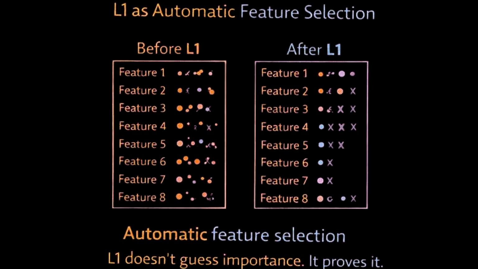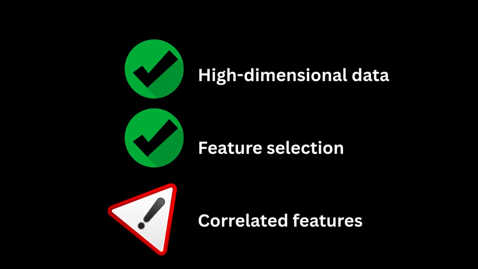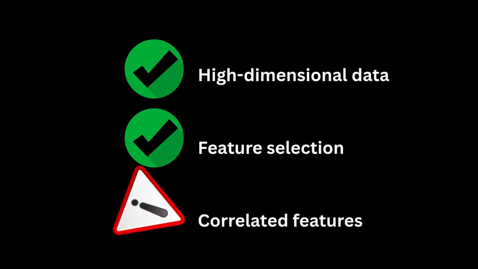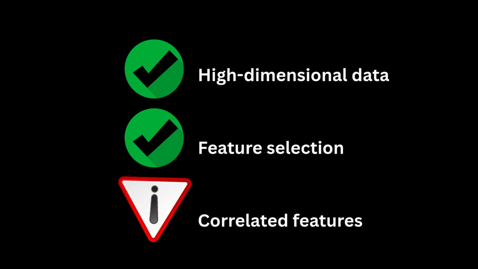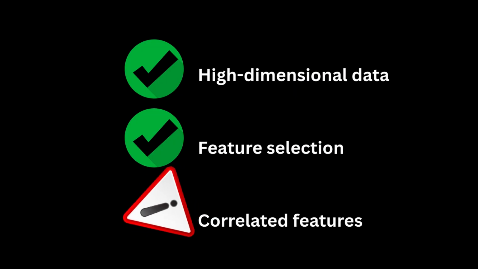This is why L1 is often used for feature selection. You don't manually choose which features matter. You let the math decide. Useless features disappear. Useful features remain. L1 doesn't guess importance. It proves it. L1 works best when you have many features, only a few are important, and interpretability matters.